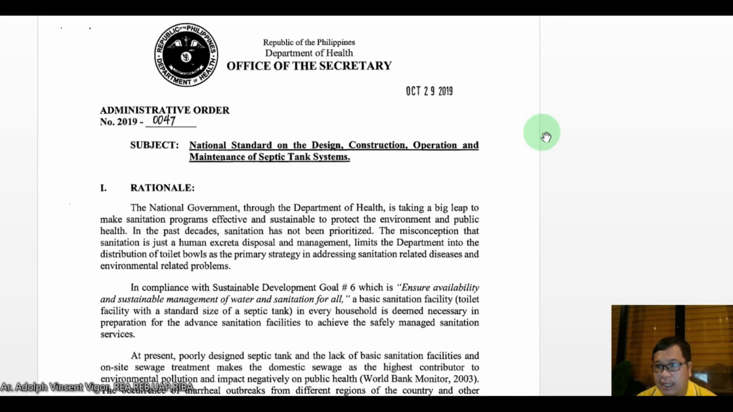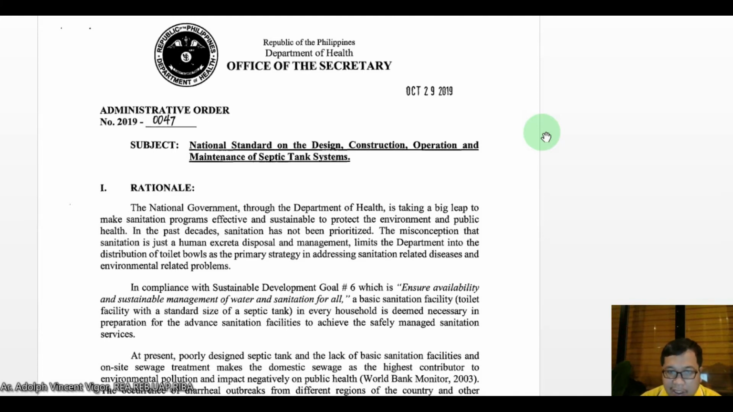Okay, so let me read the rationale. The national government, through the Department of Health, is taking a big leap to make sanitation programs effective and sustainable to protect the environment and public health. In the past decades, sanitation has not been prioritized. The misconception that sanitation is just human excreta disposal and management limits the department into the distribution of public bowls as the primary strategy in addressing sanitation-related diseases and environmental-related problems.